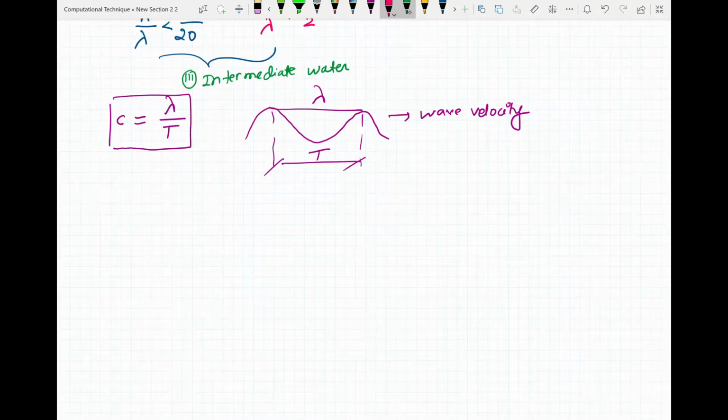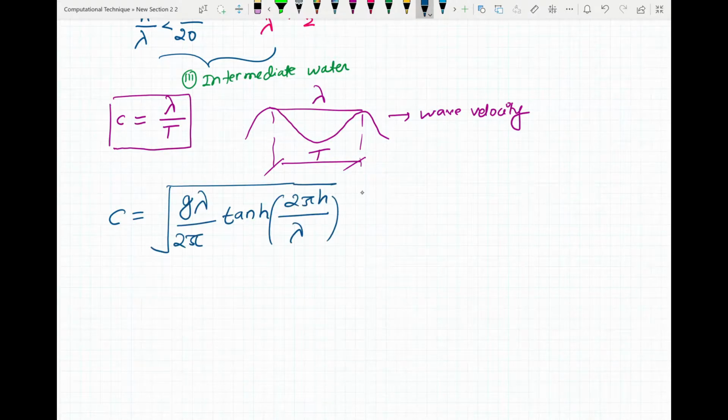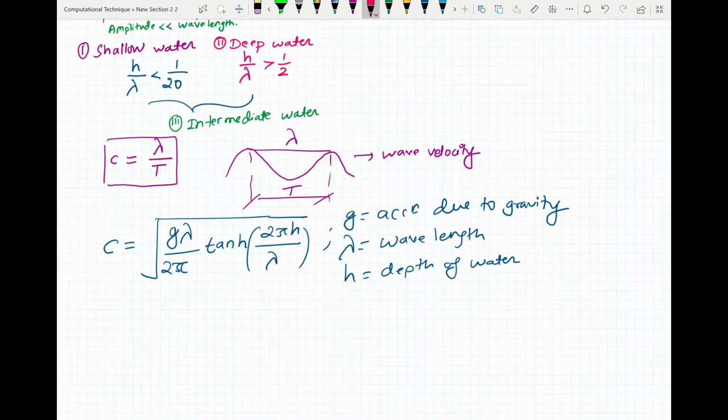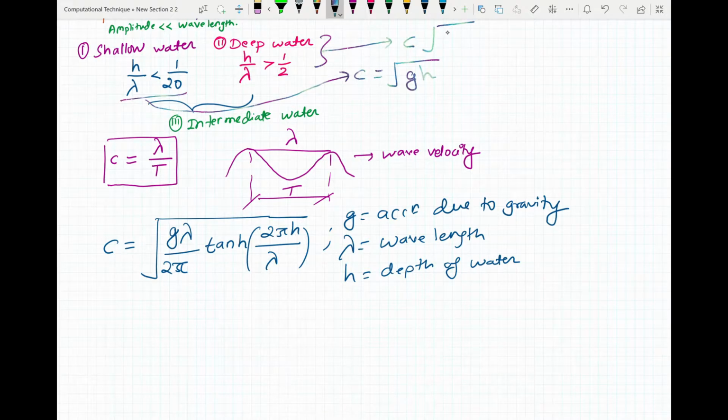The general equation to calculate celerity is given by this, where now in cases of shallow water, which is this one here, your C is given by root under gH. In cases of deep water, your celerity is given by root of g lambda by 2 pi, and for the intermediate case we have to use this equation here.